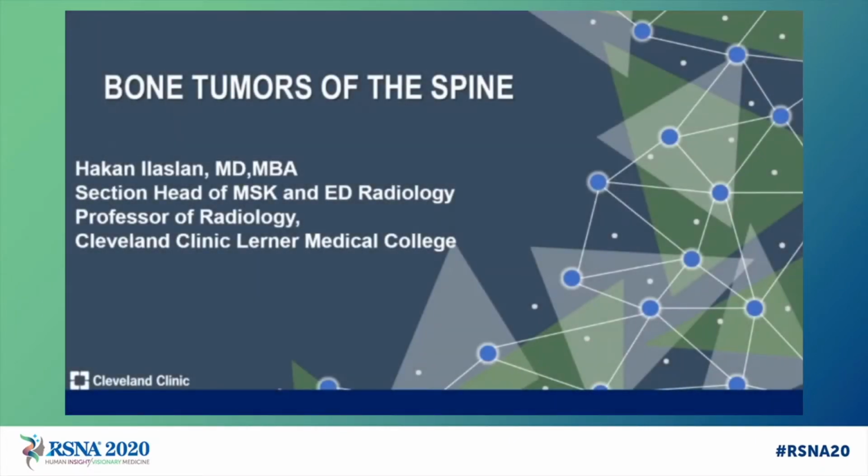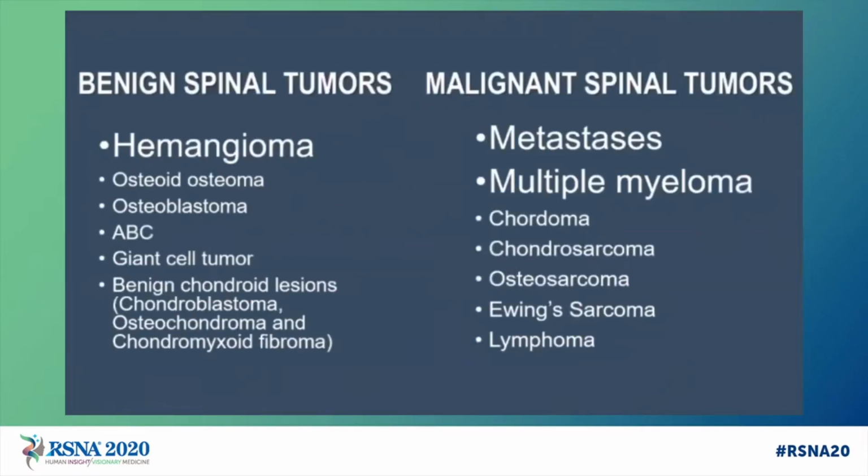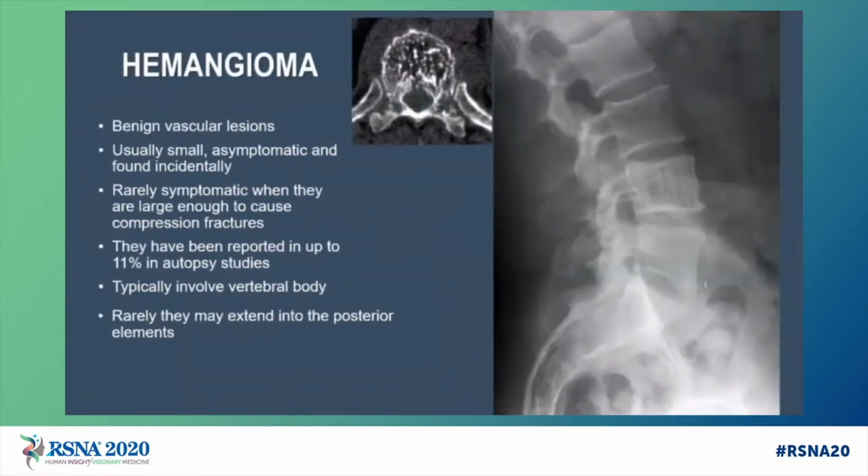Hi, in the next 12 minutes or so, we will be talking about the bone tumors of the spine. First, we're going to talk about the benign tumors, and then we will finish with the malignant tumors of the spine. We'll start with hemangioma.